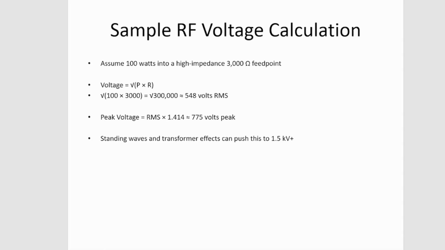But remember, RF isn't DC, so we care about the peaks. Peak equals RMS times 1.414, which gives roughly 775 volts peak. And that's before any transformer or mismatch multiplication. With real world effects, terminals can climb past 1.5 kilovolts. That is not magic. This is just the E field at work.